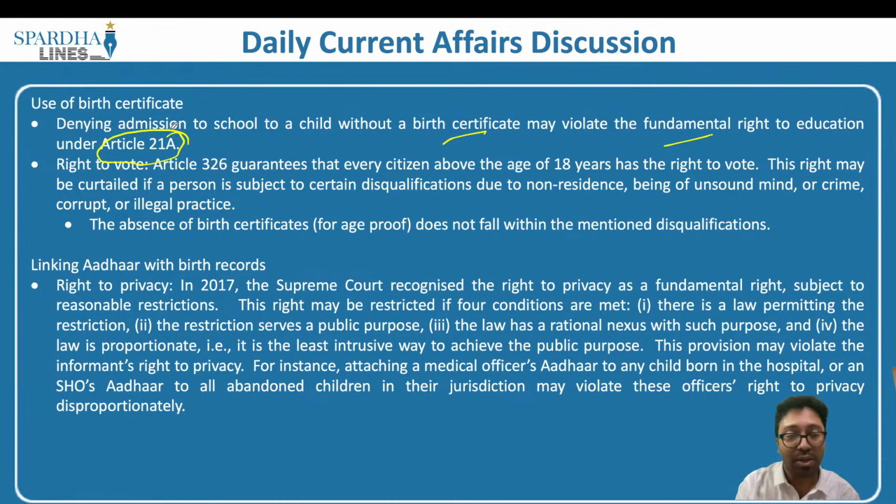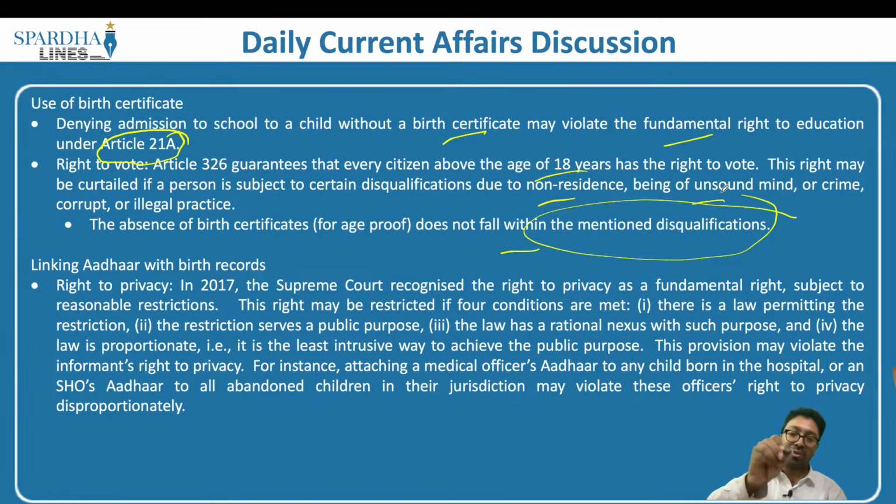Then we have Article 326, which guarantees that every citizen above the age of 18 years has the right to vote except for some circumstances like disqualification due to non-residence, being of unsound mind, and so on and so forth. But the absence of the birth certificate for age proof does not fall within the mentioned disqualifications. So what if a person does not have this data, the birth certificate? Is he not entitled to vote? And do note, right to vote is a constitutional right.